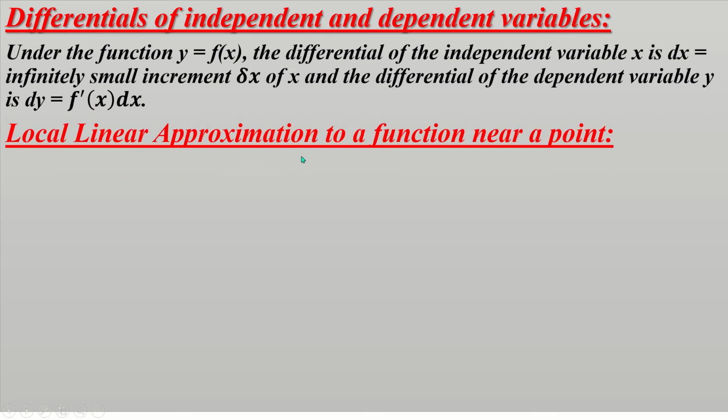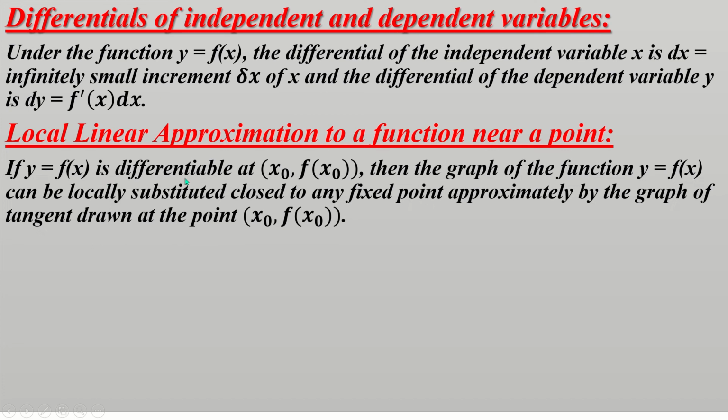Local linear approximation. Linear means simple, that means the equation of a straight line, the equation of a tangent, etc. Approximation means the value nearer to any point, the value of a function near a point, or an approximate value. If y equal to f of x is differentiable at x0, f of x0, then the graph of the function y equal to f of x can be locally substituted close to any fixed point approximately by the graph of the tangent drawn at the point x0, f of x0.